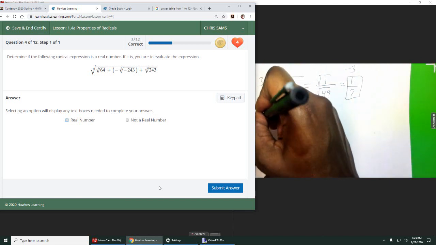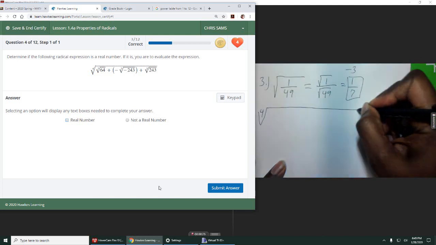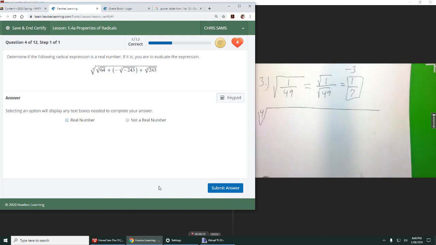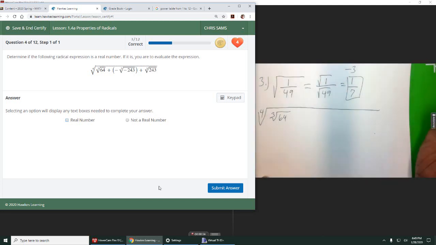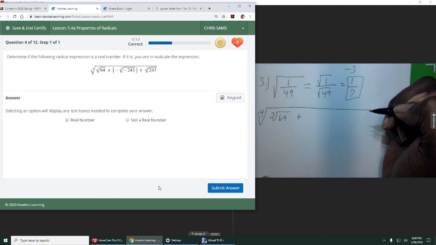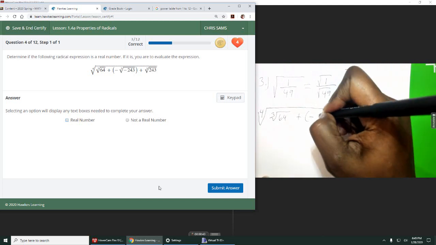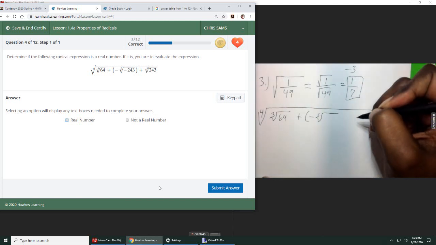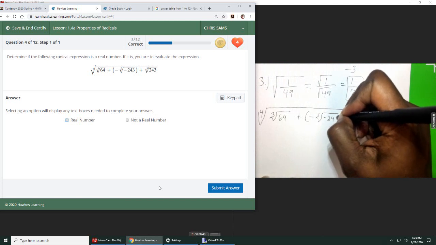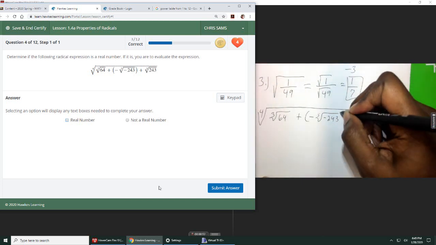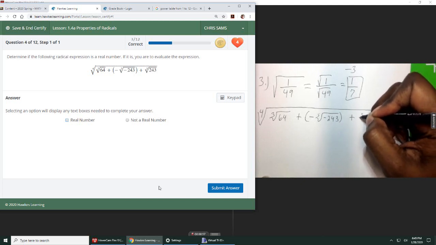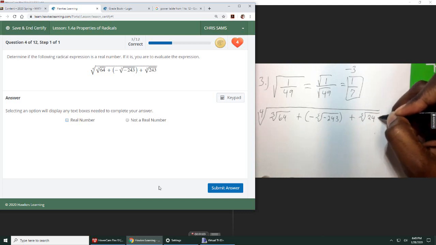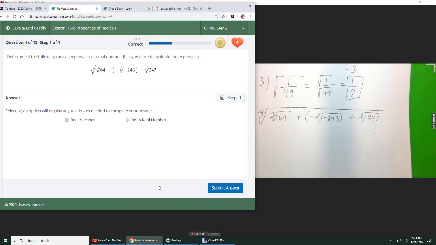So we have a fourth root, a big, giant fourth root, with a lot of terms inside. So the first term we have is the cube root of 64, and then we have plus, and then in parentheses negative fifth root of negative 243, and then close parentheses, and then we have plus the fifth root of 243. Okay? So you may not be familiar with all these roots.